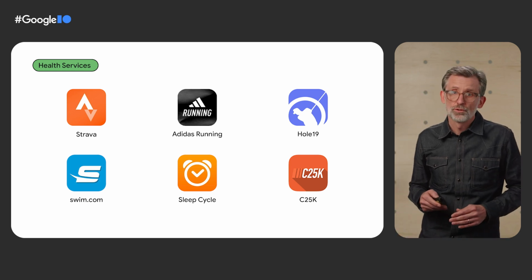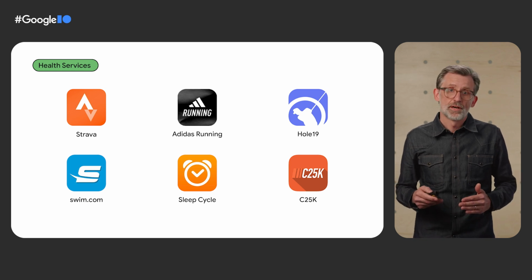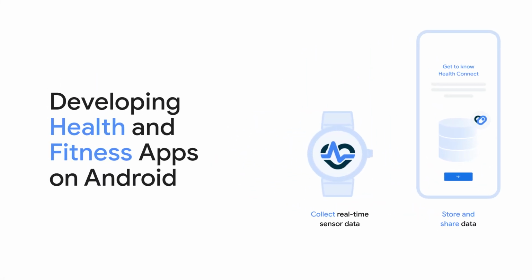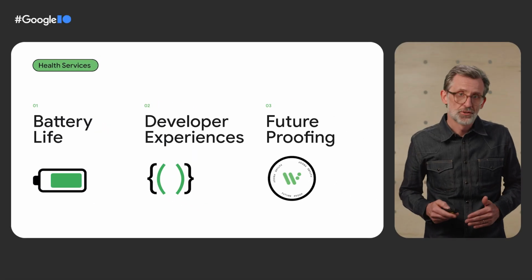Before we dive into all the cool stuff in Health Services, I wanted to quickly highlight how it works with Health Connect, which allows apps to store health and fitness data on the user's mobile device. Developers can use Health Services to collect real-time sensor data and then store that data in Health Connect on the user's phone. With user permission, apps can access this data store and sync with each other.